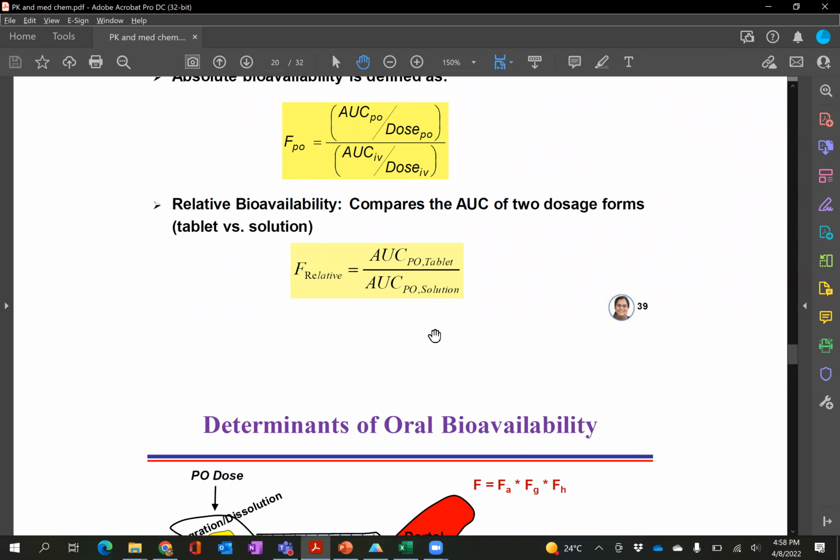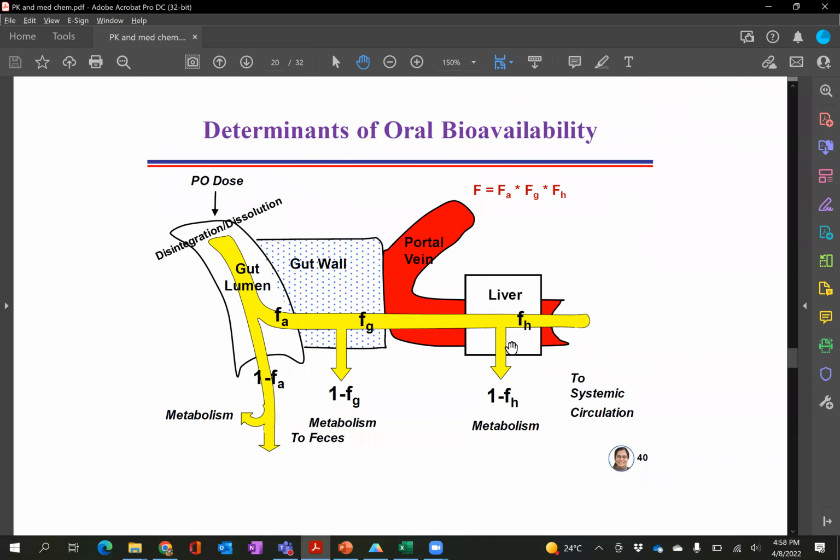Okay. Easy, remember. Yeah, then this thing is also important. I think this is something I learned new. What determines oral bioavailability? There are 3 parts contributing to this. Once you give the drug, it will go into the gut lumen. So it has a first absorption process, right?